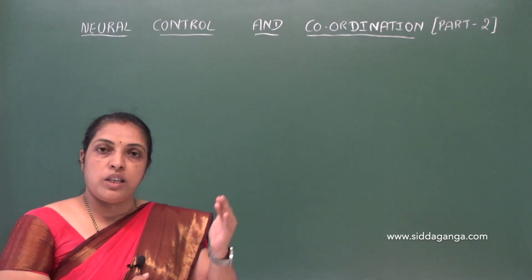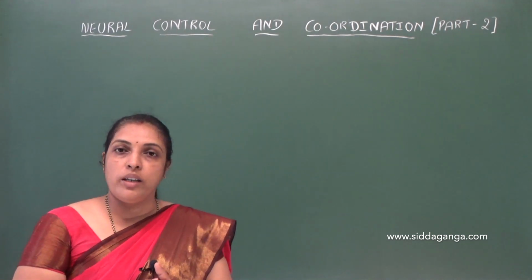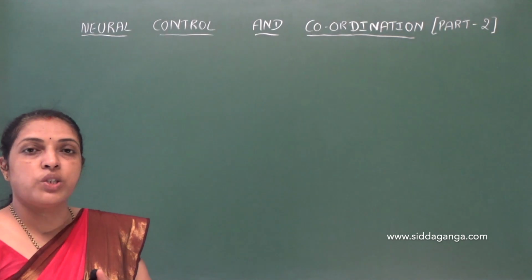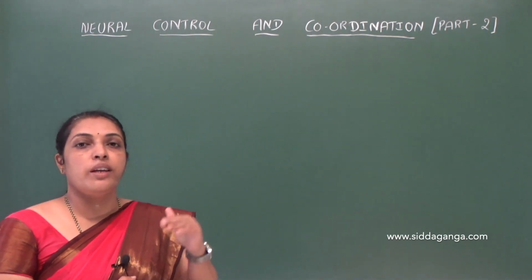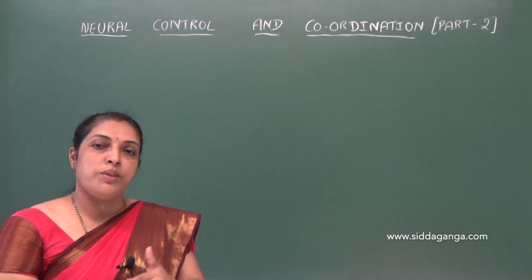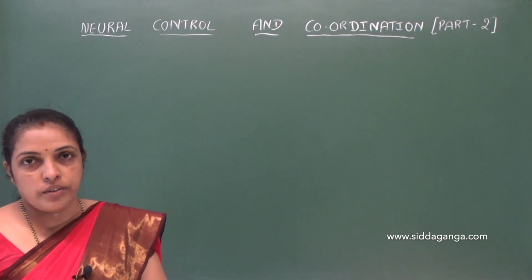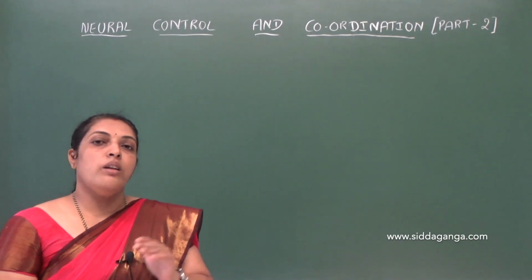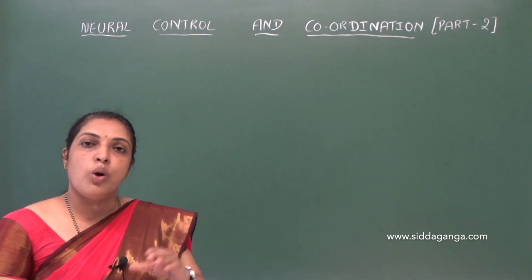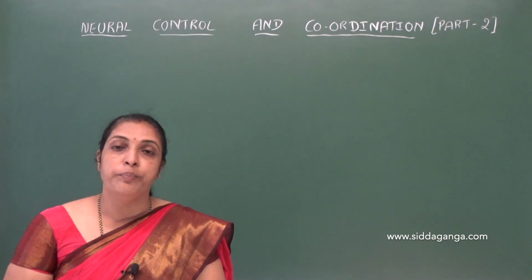Then we discussed the classification of the human neural system. It is divided into central nervous system and peripheral nervous system. The central nervous system is again divided into brain and spinal cord. The peripheral nervous system is again divided into somatic nervous system and autonomic nervous system. The somatic nervous system controls voluntary functions of our body, whereas the autonomic nervous system controls involuntary functions of our body.